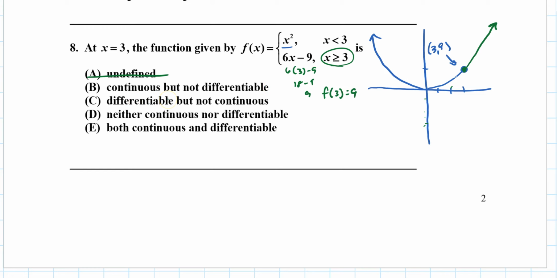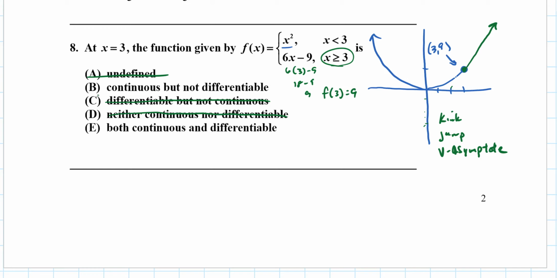Is it differentiable but not continuous? For it to not be differentiable, there has to be a kink, a jump, or a vertical asymptote. Well, I don't see any of those things going on here, so it's definitely not that. And neither continuous nor differentiable? Well, we know for sure it's continuous, and then both continuous and differentiable. So once again, we're deciding between B and E.